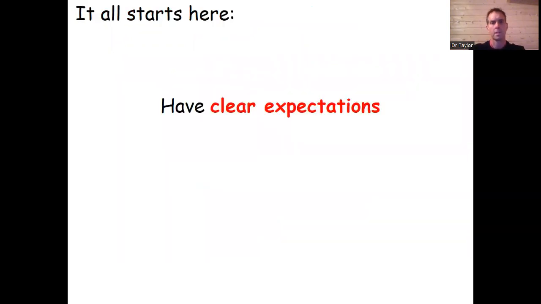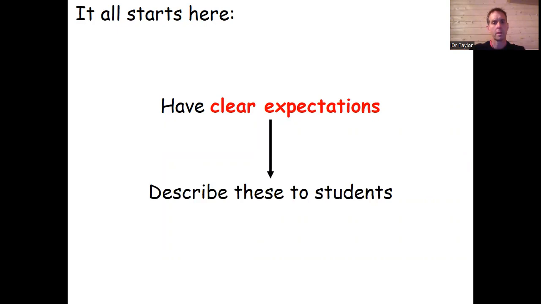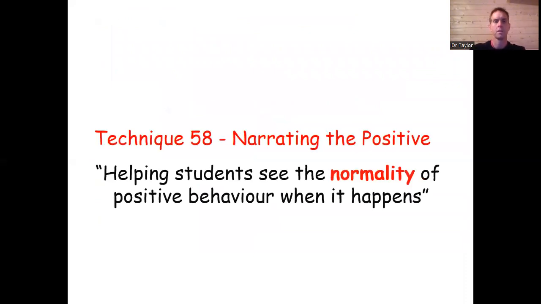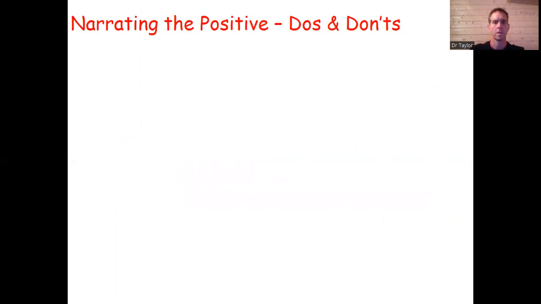So having clear expectations is the very starting point, and then describing them to students. So there's real clarity there. And then after that, we can start narrating the positive. And narrating the positive is really helping students see the normality of positive behavior when it happens in the classroom.